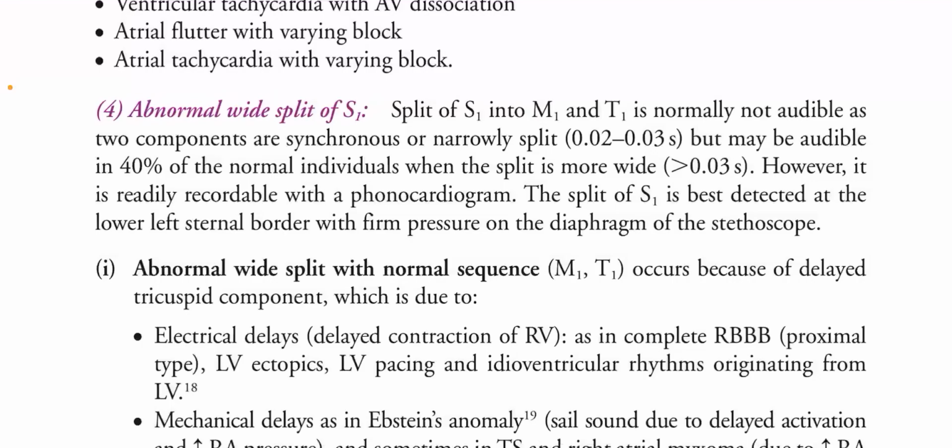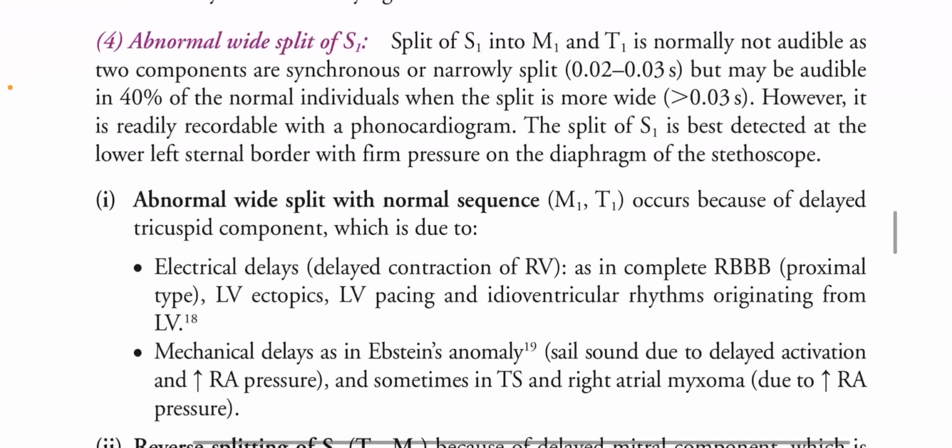The split of the first heart sound is best detected at the lower left sternal border with firm pressure on the diaphragm of the stethoscope.